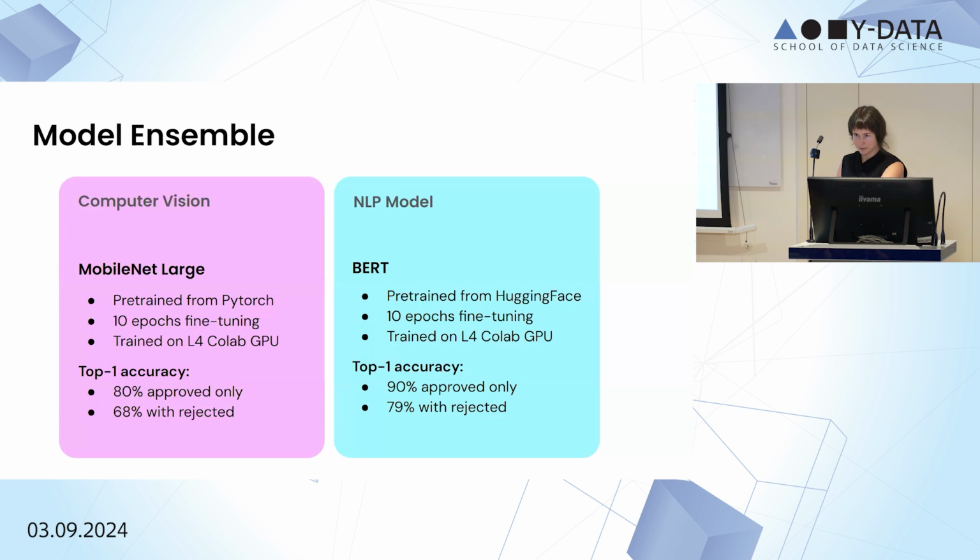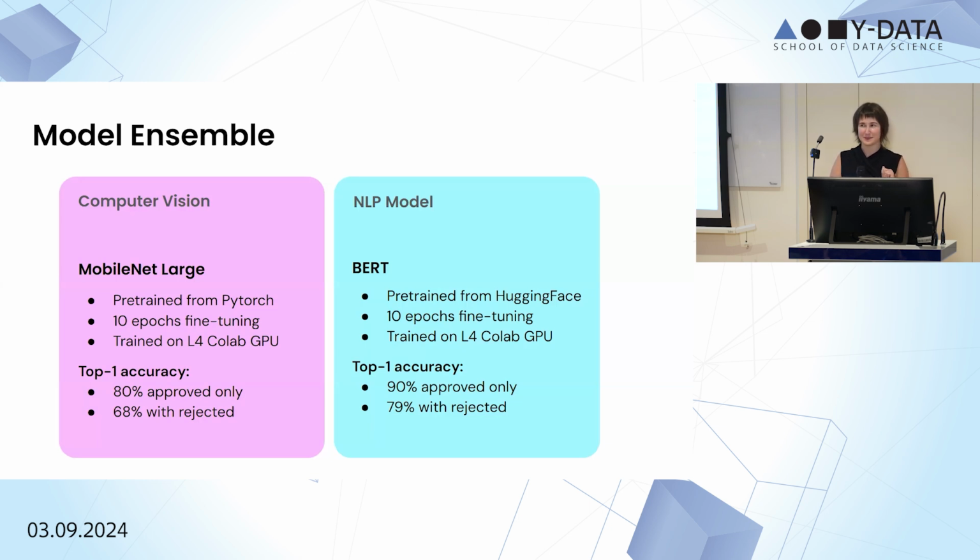And now about the model. So I'm saying model, but actually what I used was an ensemble of 2 models: computer vision, the one that classifies documents based on how they look, and an NLP model, the one that encodes text into a vector and classifies documents based on this vector.